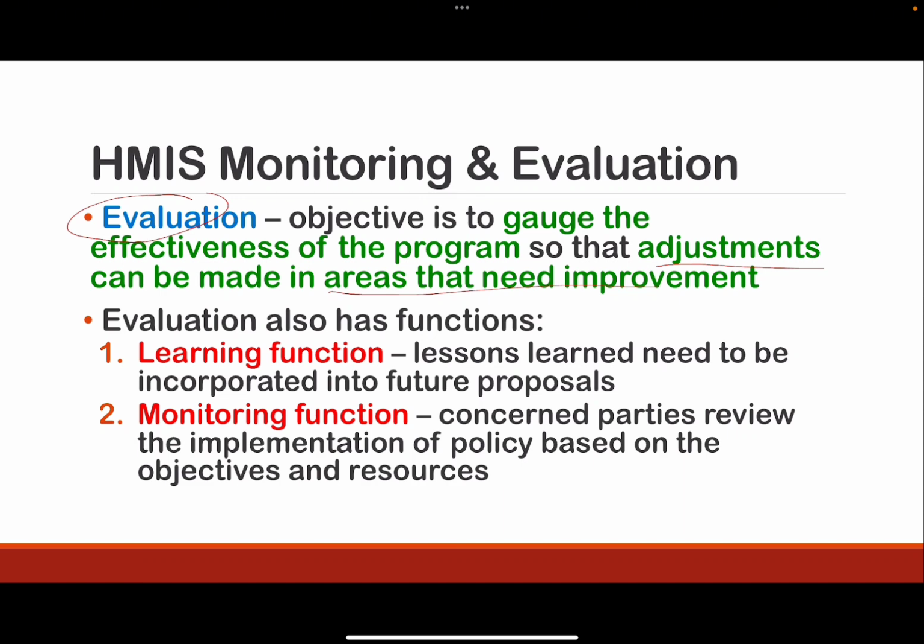Okay? If your monitoring has functions, your evaluation also has functions. We have learning function and monitoring function. Same still. Learning function, all the lessons you learned need to be incorporated into your future proposals. For example, with human resources, we had three speakers, and next time we will not have five speakers, so the money or fund allotted can be used for other things. Okay? So, something was learned here. Monitoring function. Concerned parties review the implementation of policy based on the objectives and resources.